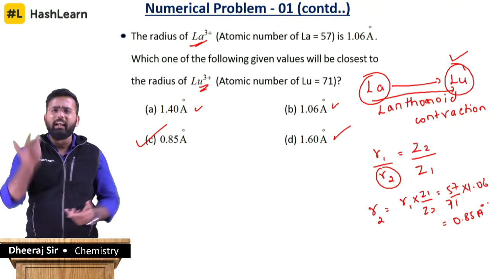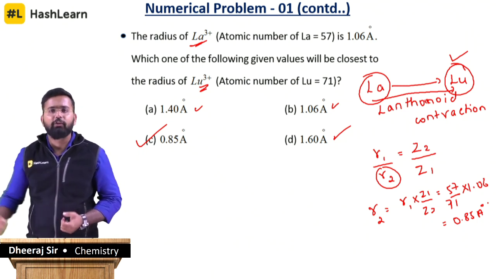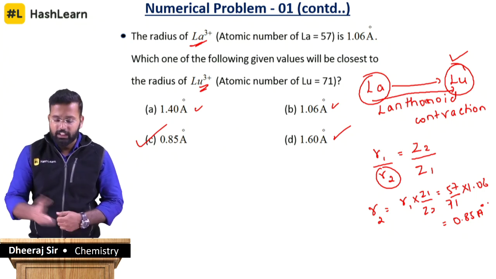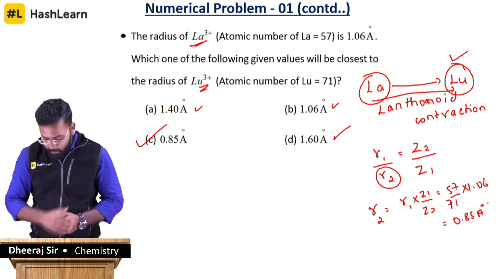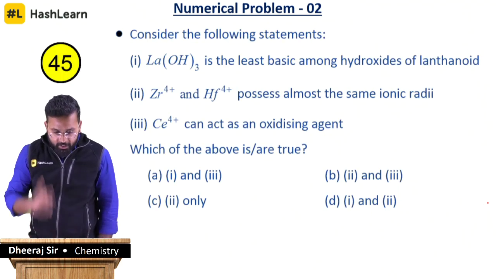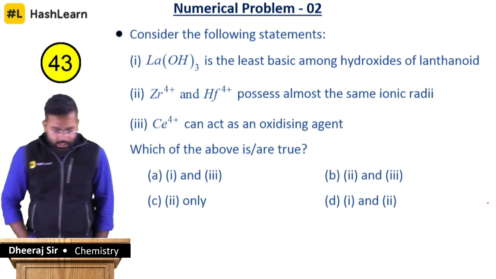If not, you can just say, I know that due to lanthanoid contraction the size has to be small, therefore I will choose a size lesser than 1.06 angstrom. Both ways you can answer this question. Hope you have understood, guys. Moving ahead to the second question. Quickly read the options.